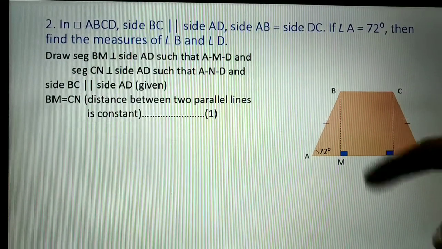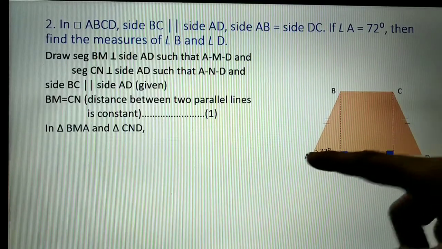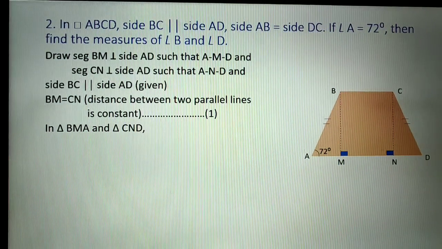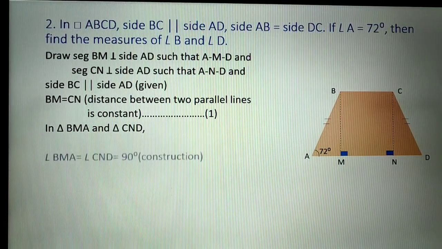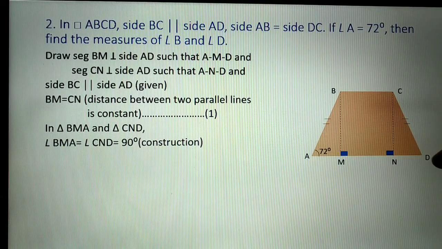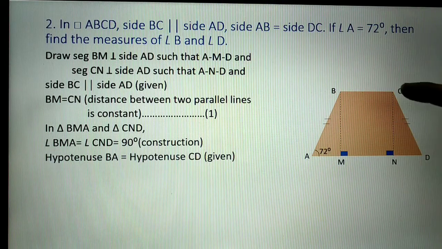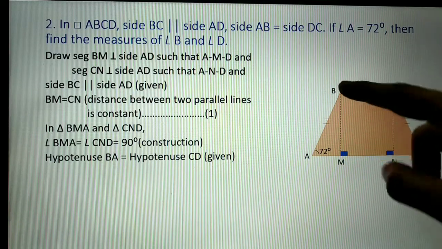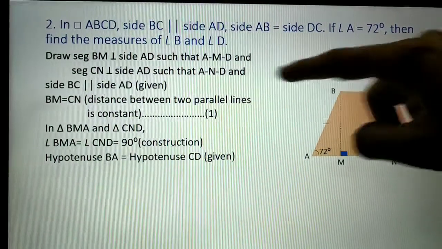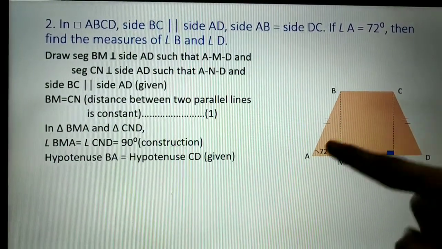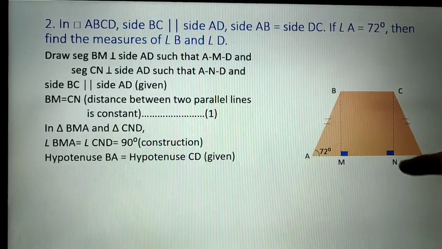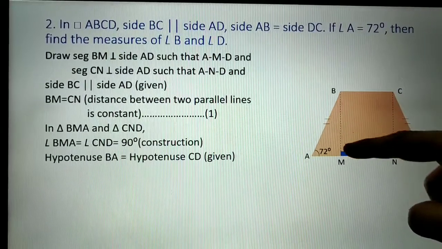Now what else will we do? In triangle BMA and triangle CND, we'll try to prove them congruent. This side is congruent to this side, already given to us. Also angle BMA is equal to angle CND from the construction, the perpendiculars we have drawn, and hypotenuse BA is equal to hypotenuse CD. BM is also equal to CN, which we have proved here. So we are going to prove this by the hypotenuse side test. Hypotenuse we have just written here, but we need one more side, and we don't have any information regarding AM and ND. But there is another side, BM and CN.